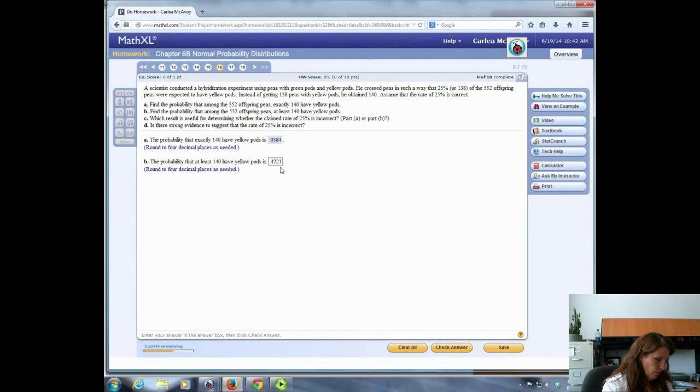So it's going from 140.5 to infinity, 0.4029. They did not like that one either. And if I go from, I don't know, I'm not sure how they're getting that.